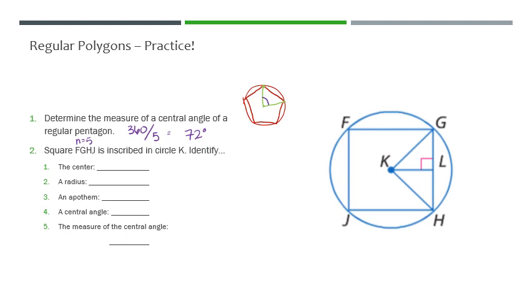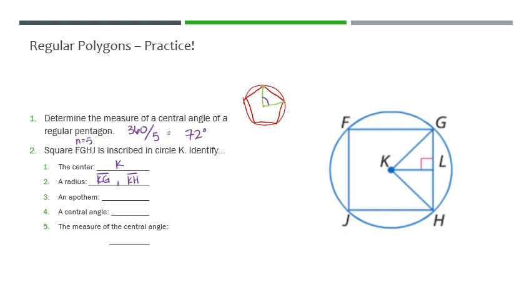Okay, so it's inscribed in circle K, or in other words, circle K is circumscribing the square. So the center of the square is the same as the center of the circle, point K. A radius, well, we've got a couple options. We could say KG is a radius, or GK, or we could say KH. KH or HK would also be a radius. Either of those is fine.